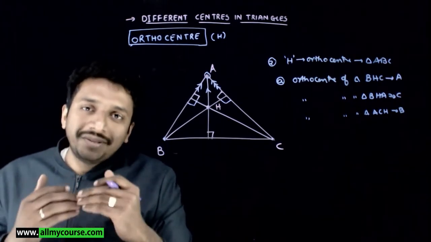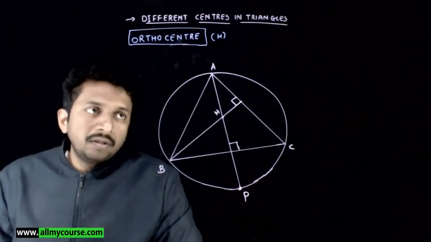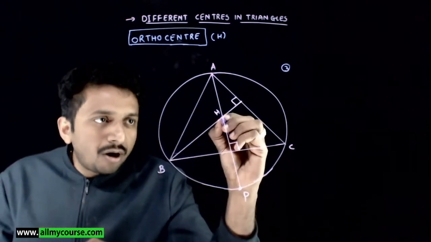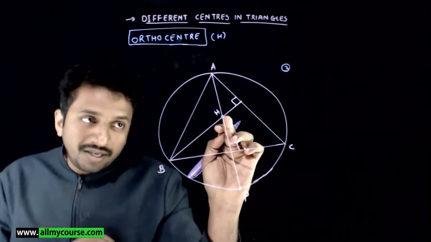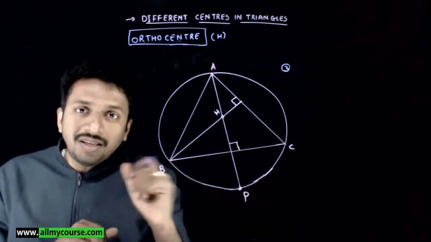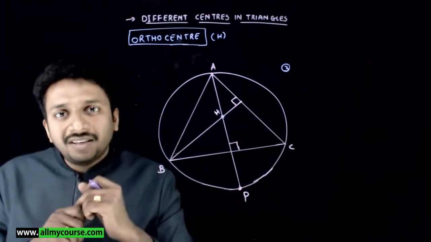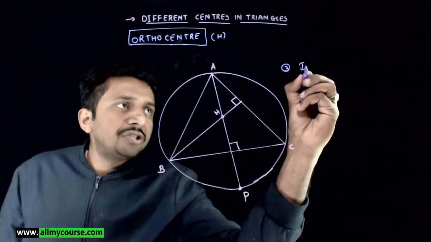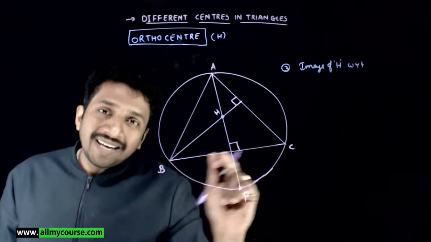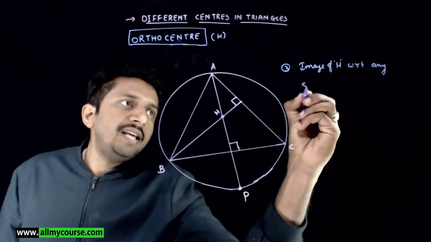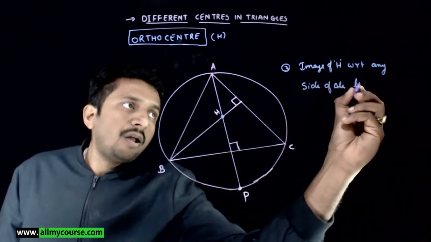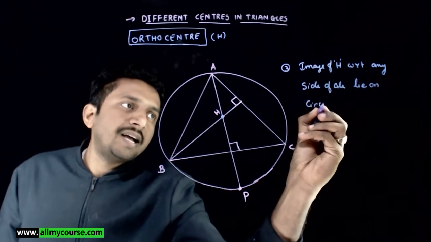So now let us move on to the third point. The third point that you need to remember is that the image of orthocenter with respect to any side of the triangle always lies on the circumcircle of the triangle.